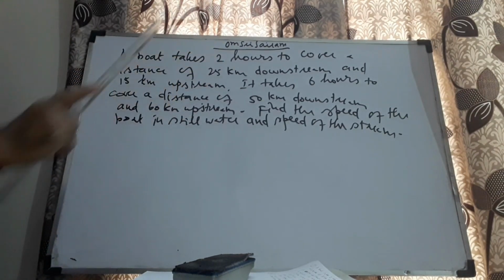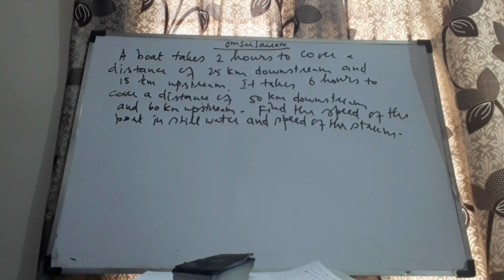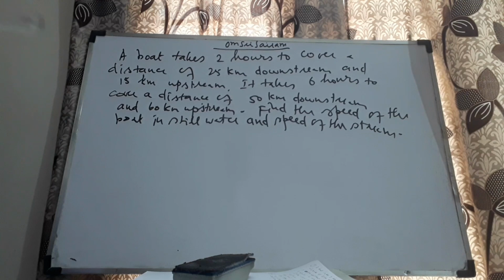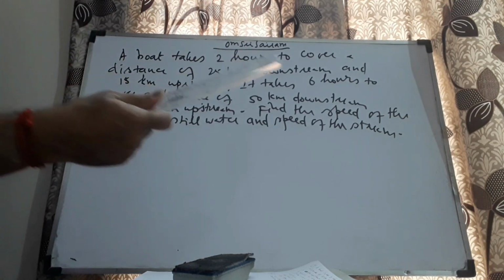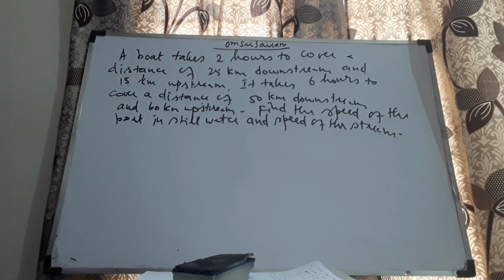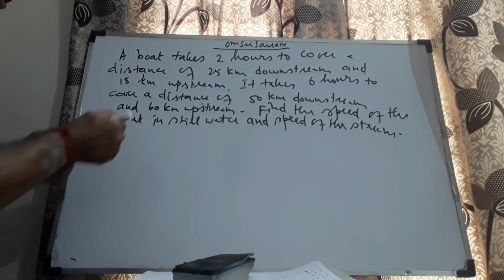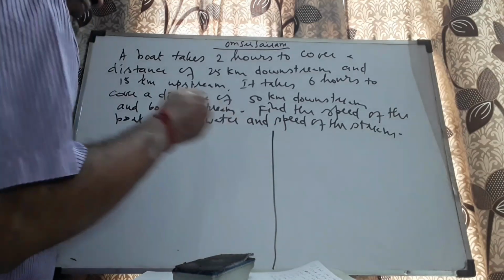By moving downstream, you mean the boat goes along with the stream, in the direction in which it moves. Moving upstream means it is facing the current, it is moving in the opposite direction to the movement of the stream. That's the meaning. Okay, listen carefully. I'll just use this space, and for the remaining part of the answer, I'll write the question.